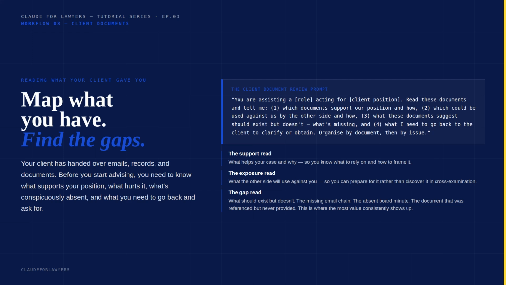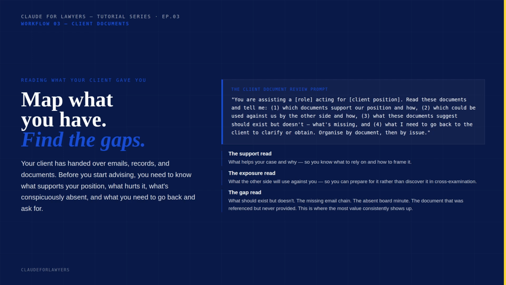Here's the prompt. You are assisting a blank, acting for a blank. Read these documents and tell me: 1. Which documents support our position and how? 2. Which could be used against us by the other side and how? 3. What these documents suggest should exist but doesn't. What's missing? And 4. What I need to go back to the client to clarify or obtain. Organize by document, then by issue.